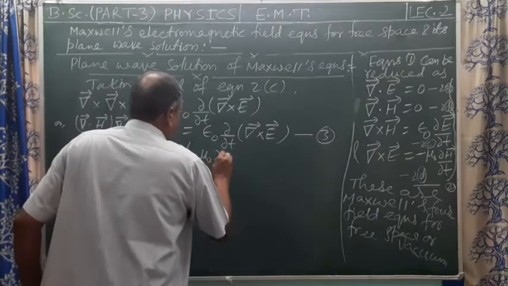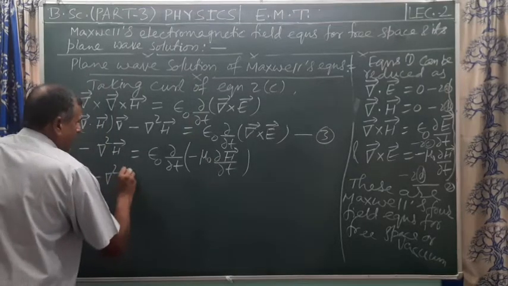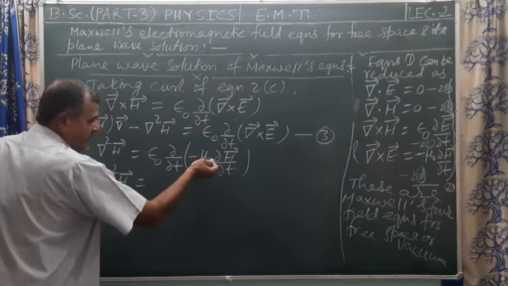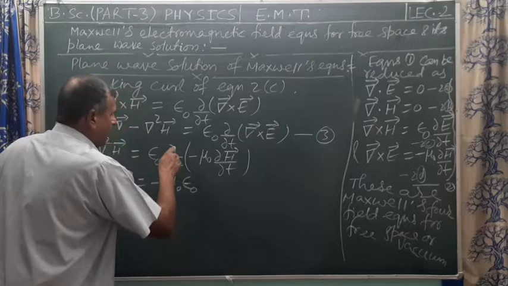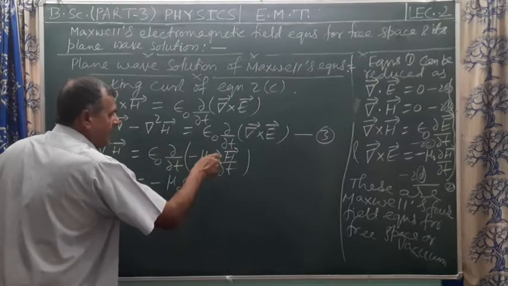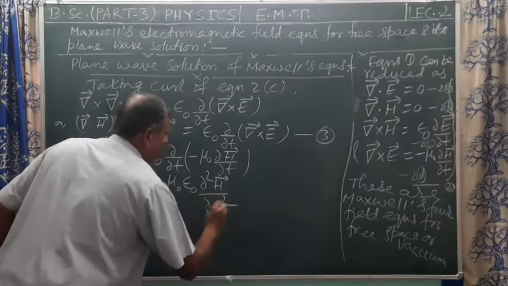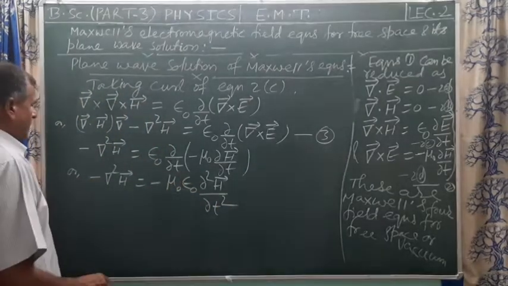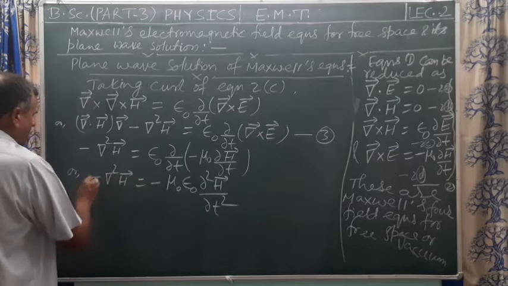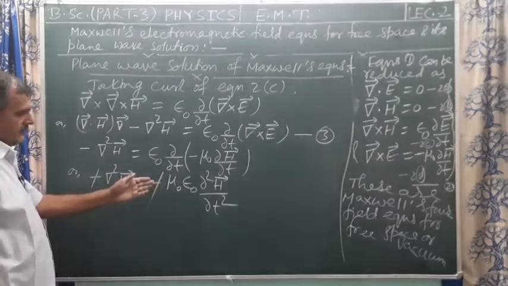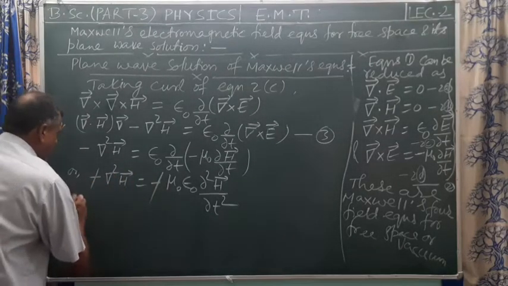So minus del square H vector equals to, now the term inside the bracket, minus mu 0, can be taken out of the bracket. So minus mu 0 epsilon naught del upon del T into del H vector by del T, that is del into del H, del square H vector upon del T, del T into del T is del T square. In both sides there is a minus sign, so it will cancel out.